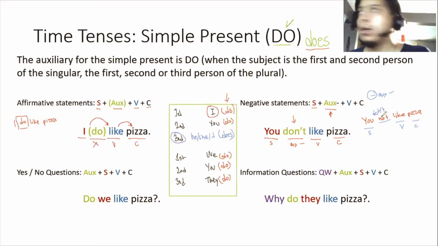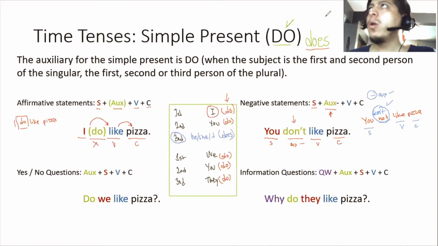Sorry, I think I misplaced this. I don't like pizza. Okay, so it is very important that the auxiliary takes the negative, and the auxiliary is mandatory. It's not optional. It's not whether you want or not. It is always like this.